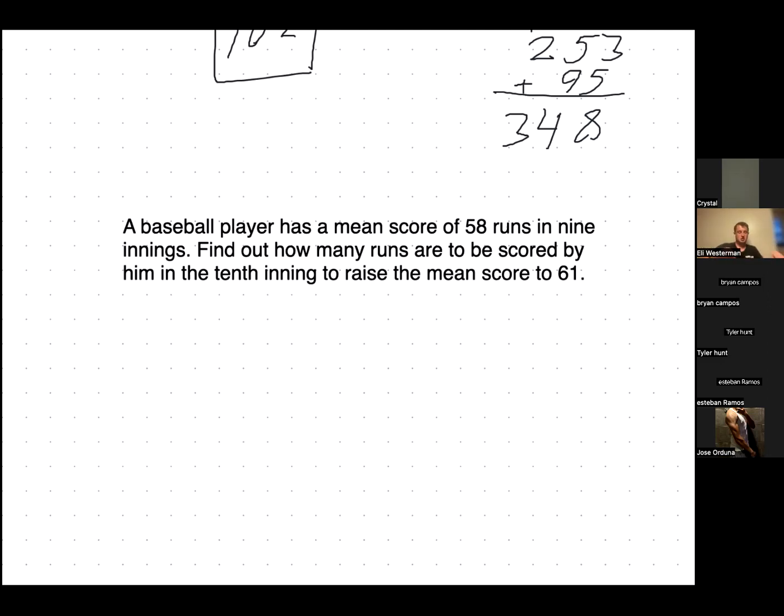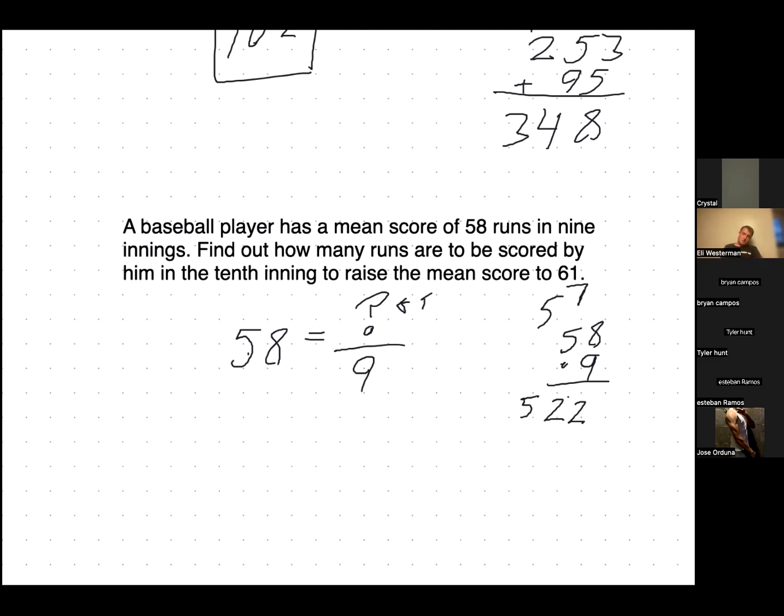All right, so if the mean score is 58 in 9 innings, 58 equals some number in 9 innings. So that's how many runs the cricketer scores. So let's first figure out how many runs they score in 9 innings. So 58 times 9, that's 72. Carry the 7. 5 times 9 is 45, plus 7 is 52. 522. So they score 522 here.